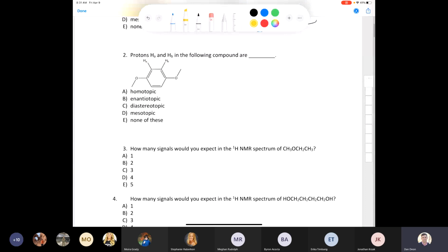All right, let's take a look at protons HA and HB in the following compound. My first question to you guys about question number 2, the molecule: is there a plane of symmetry in this molecule? Is there, I keep saying plane when I mean an axis. Could anybody tell me? So yeah, I have some yeses and some nos. Could anybody tell me if there is an axis of rotational symmetry, how many axes of rotational symmetry are there in this molecule?